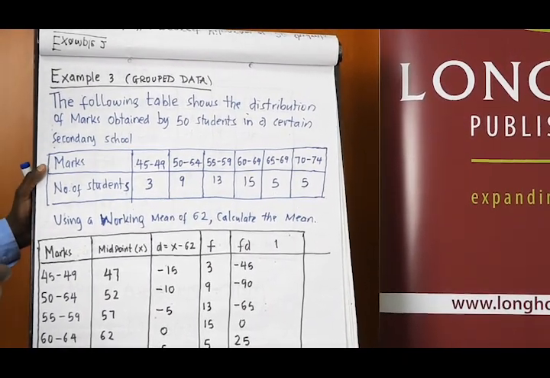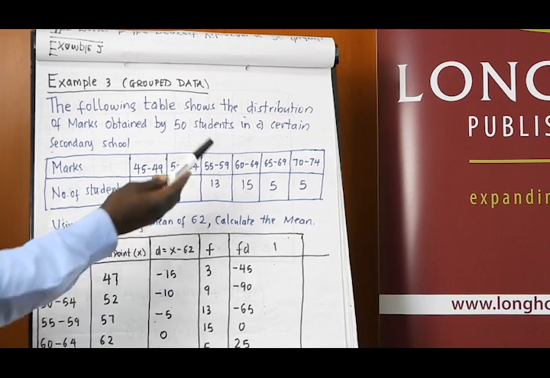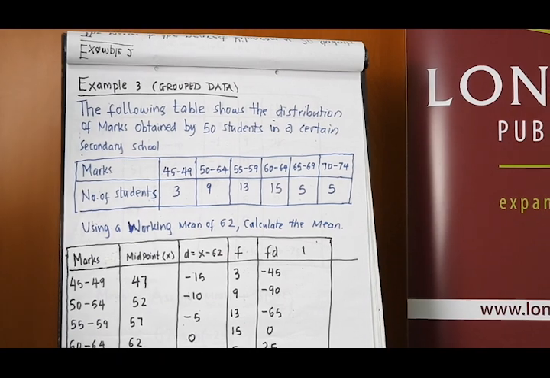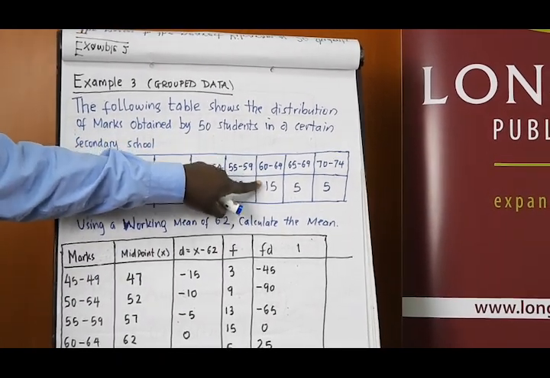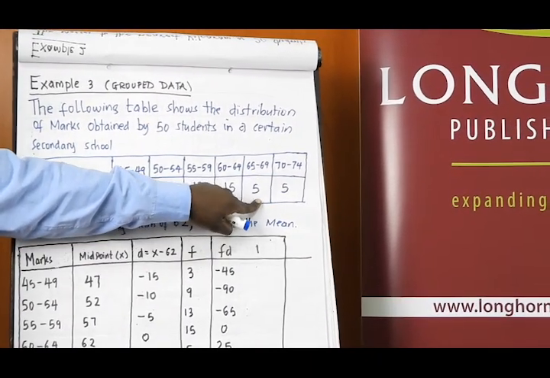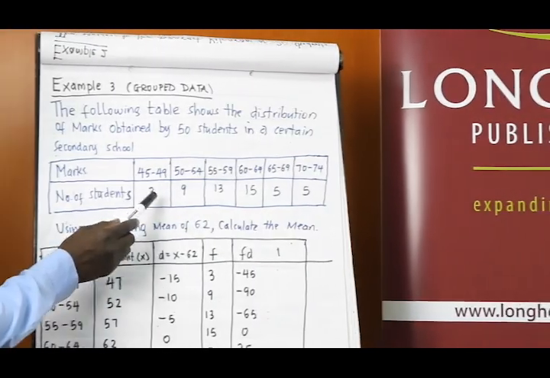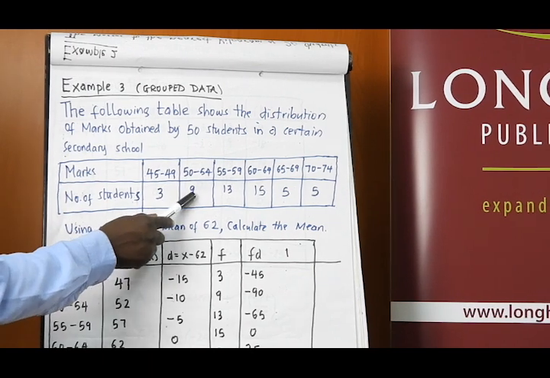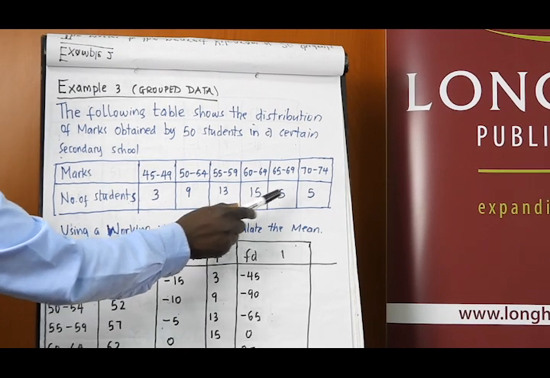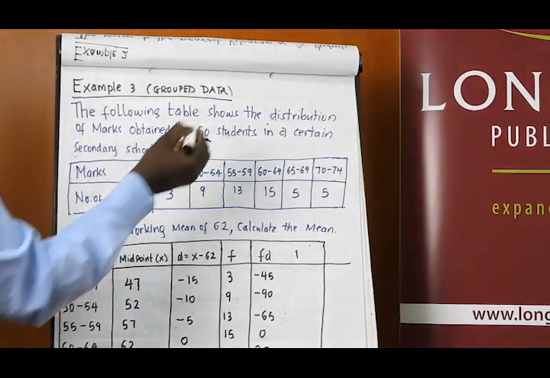So the marks on the table, 45 to 49, we had 3 students. Between 50 to 54%, we had 9 students. Between 55 to 59%, we had 13 students. Between 60 to 64%, we had 15 students. Between 65 to 69%, we had 5 students. Then between 70 to 74%, we had 5 students. When we add all these students, 3 plus 9, 12, 12 plus 13, 25, 25 plus 15, 40, 40 plus 5, 45, 45 plus 5, 50. So there are a total of 50 students.